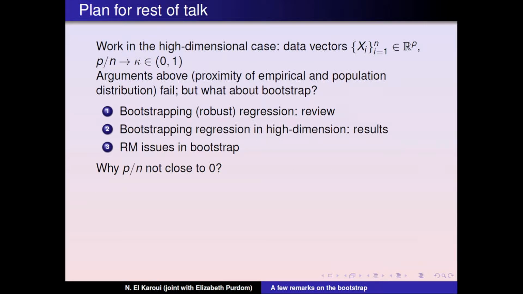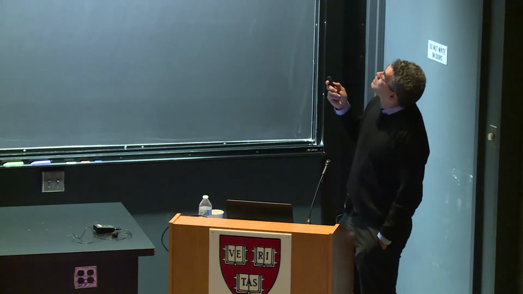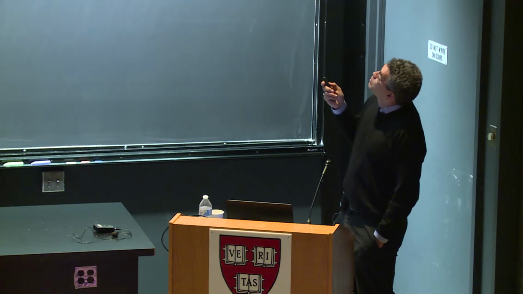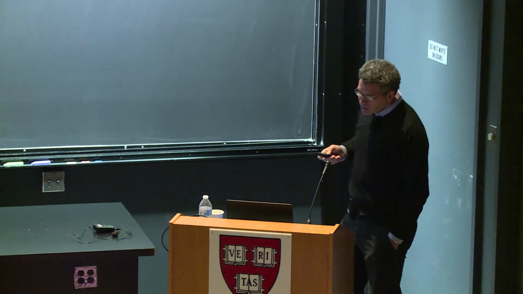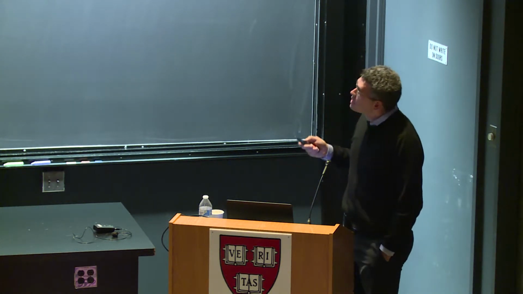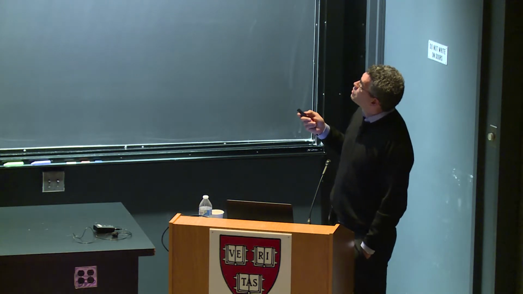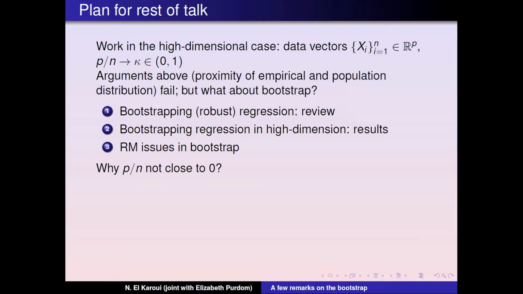So this is a very high level, very quick intro to the bootstrap. I'm going to work in the high dimensional case, where I'm doing multivariate statistics and the dimension of my data, p, is of the same order of magnitude as the number of observations I have. I'll talk a bit about bootstrapping robust regression, bootstrapping regression in high dimension, and also a bit about random matrix issues in the bootstrap. So why p over n not close to 0?